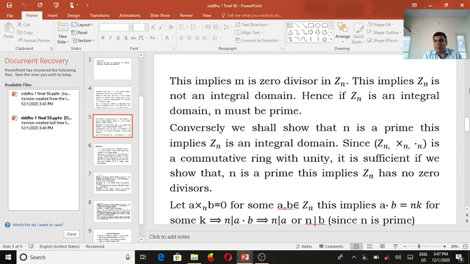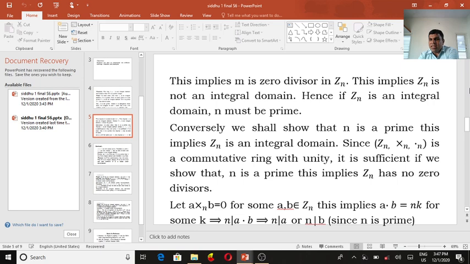So here, an integral domain is a field. Yes, if it is not an integral domain, it's not a field. So in the other way, conversely, we shall show that n is a prime. This implies that Zn is an integral domain. It is true that Zn is an integral domain if n is a prime.